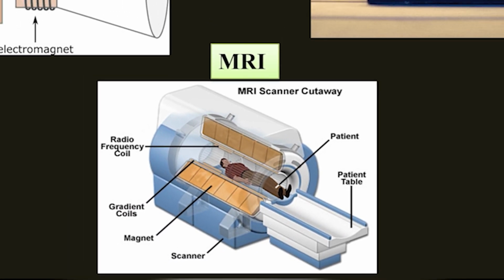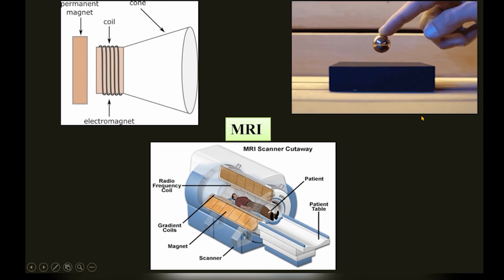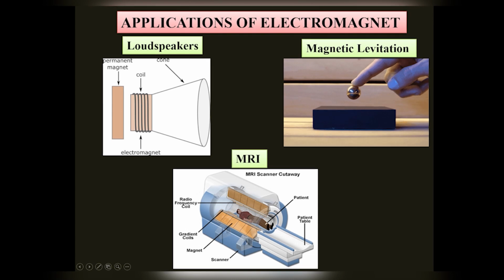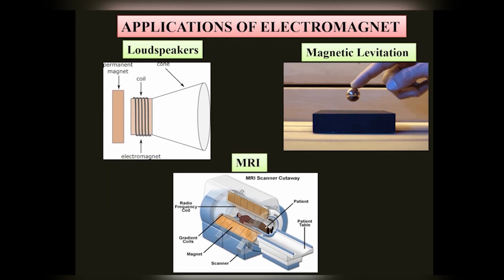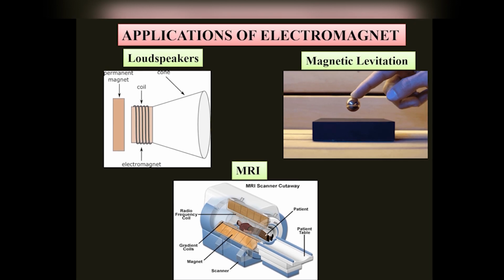So they have a lot of applications, and some of the significant ones include loudspeakers, magnetic levitation, magnetic resonance imaging, and the list goes on and on. In this video lecture, we have learnt about electromagnets, their origin, basic principle, and a few applications.